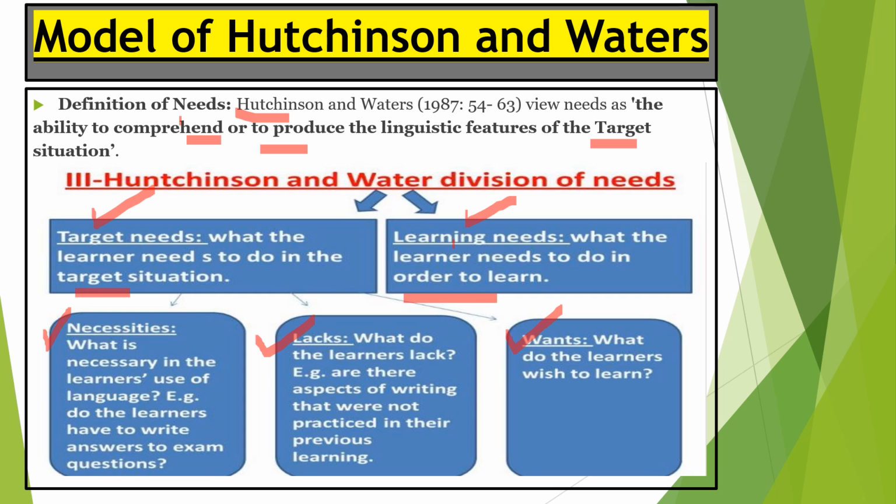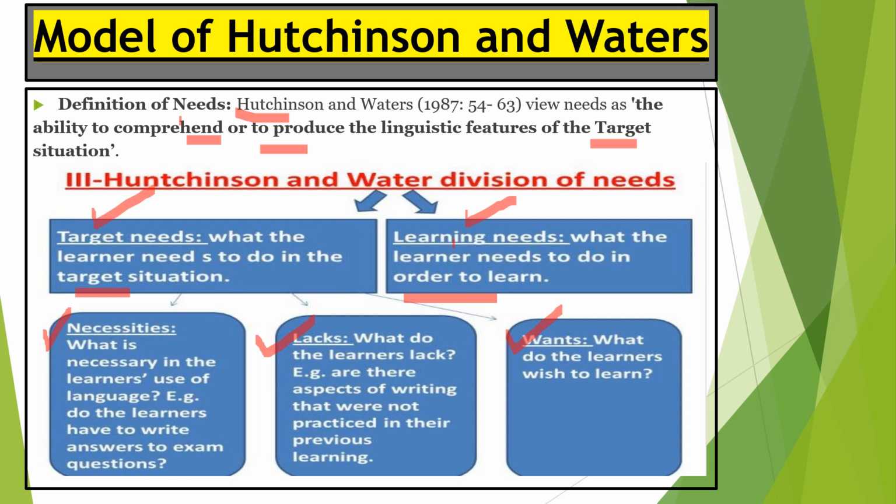Necessities. What is necessary for the learner's use of language? And this is perceived by an outside observer, or you could say an ESP practitioner, as the most necessary thing for the learner in order to perform effectively in the target situation. Lacks deal with the gap between the target situation and the competence of the learner. And lastly, wants: what are the desires and wishes of the learner as well.